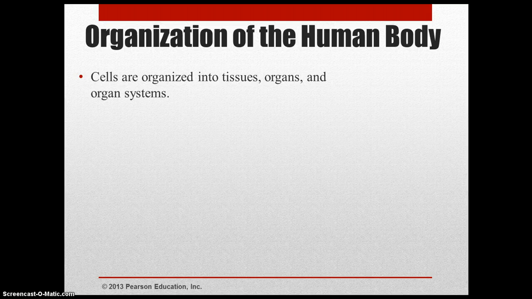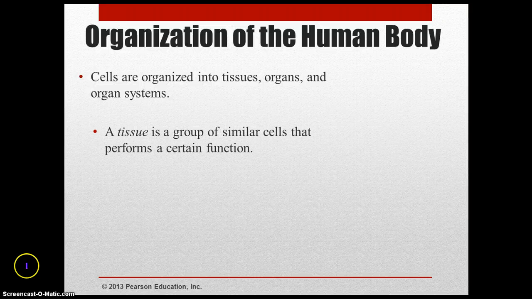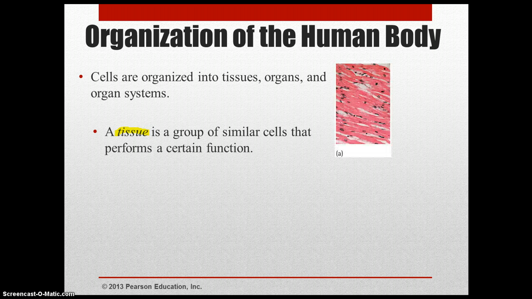In our body, we have cells that are organized into tissues, organs, and organ systems. A tissue is a group of similar cells that performs a certain function. We have four main types of tissues in our body.